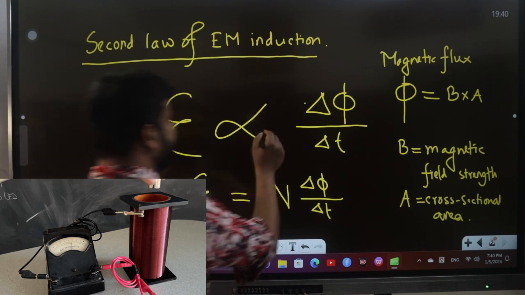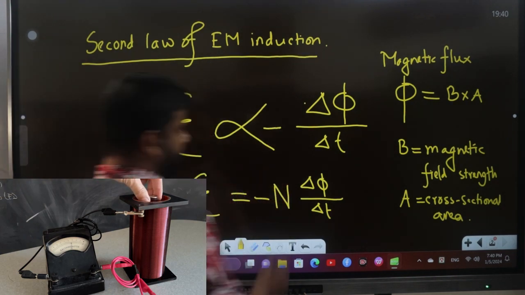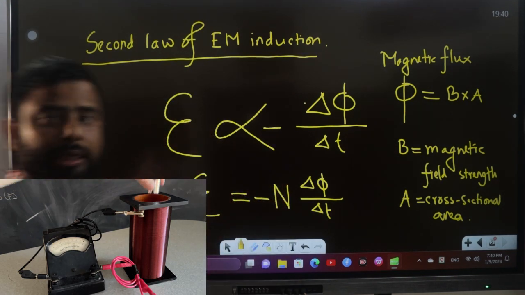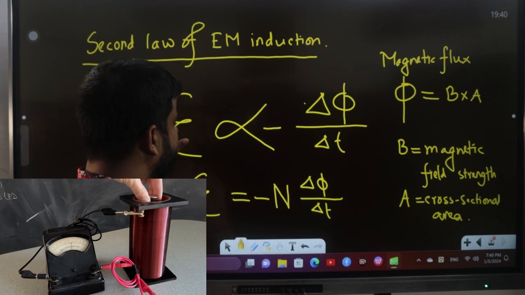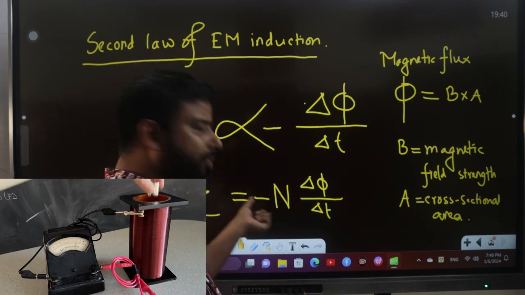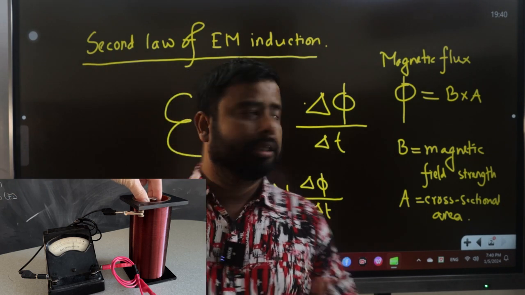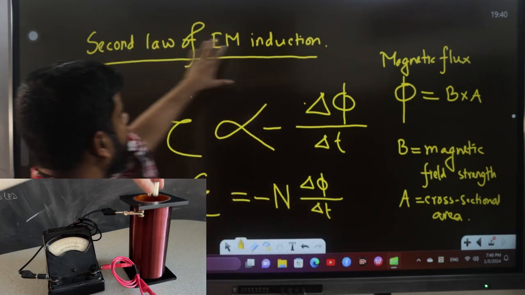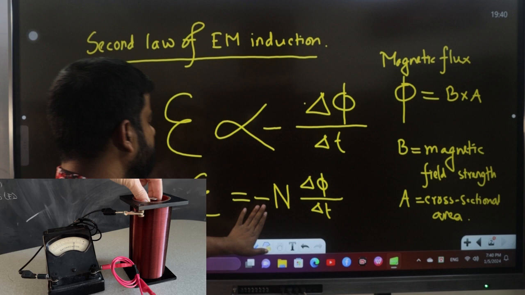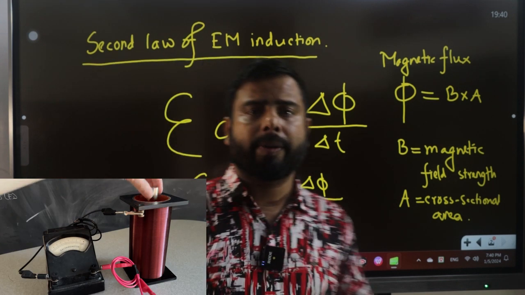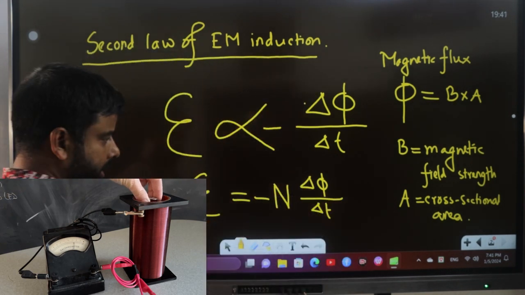But there is a negative sign. Why? Lenz gave the negative sign in the second law of electromagnetic induction. What is the meaning of the minus sign? The minus sign gives the idea about the direction of the induced current in the closed loop coil.